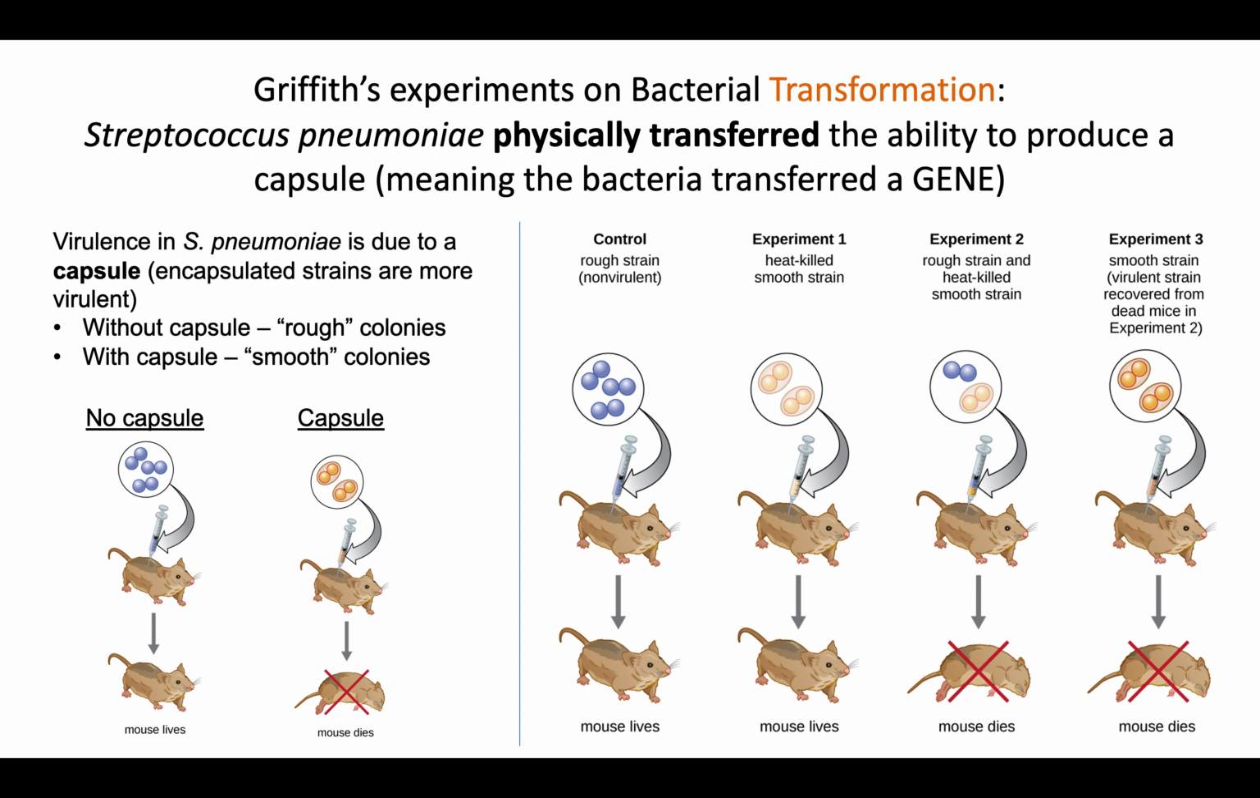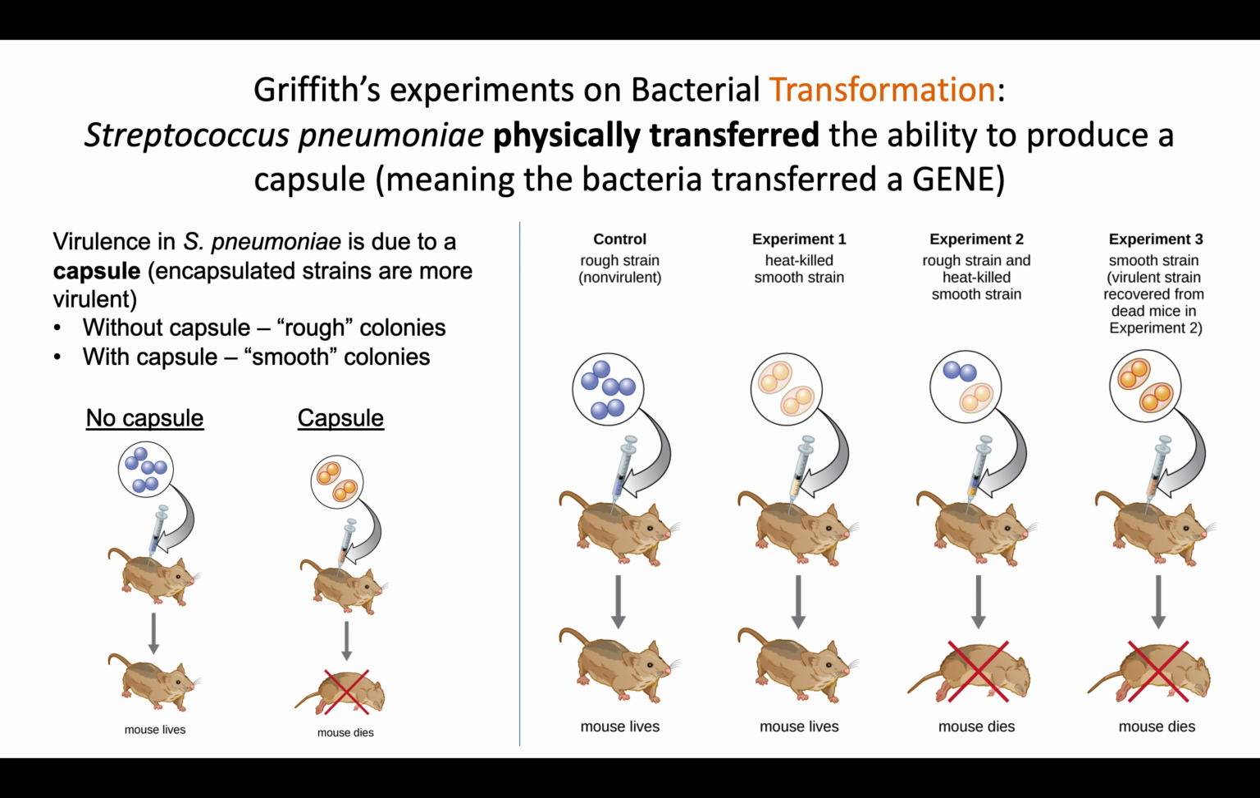Knowing that the Streptococcus that were capsulated killed the organism, they killed the bacteria before injecting it into the mouse. And what happened is the mouse lived. He did not die as expected. So in experiment 2, they combined both the rough strain and the heat-killed smooth strain bacteria, and then injected that into the mouse, and the mouse died.